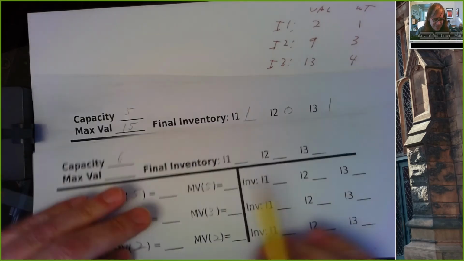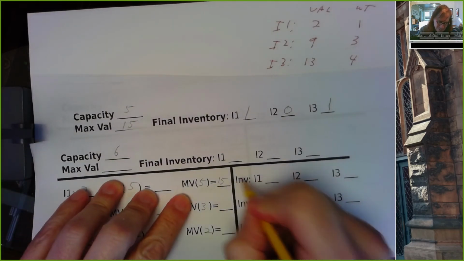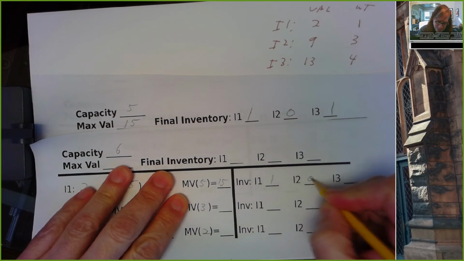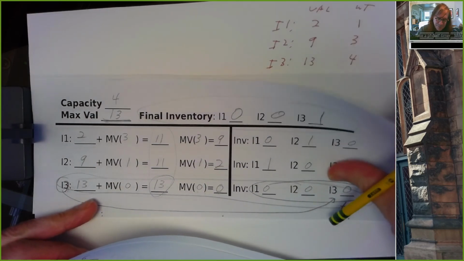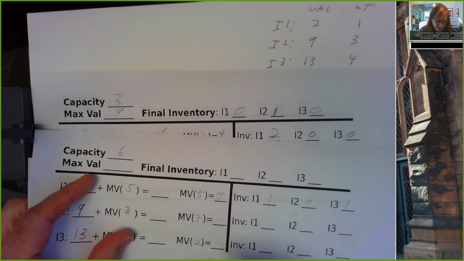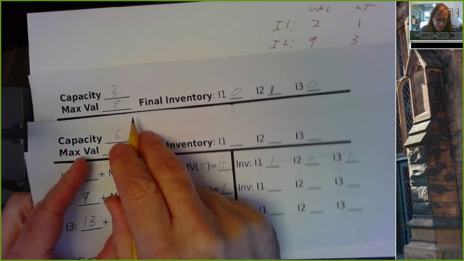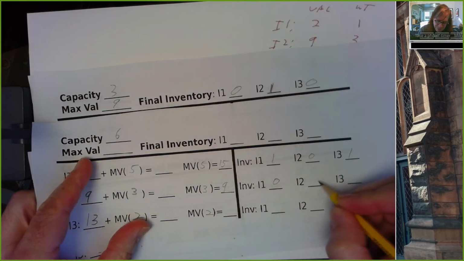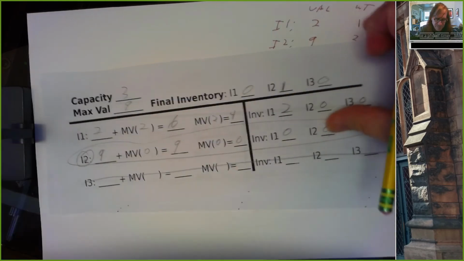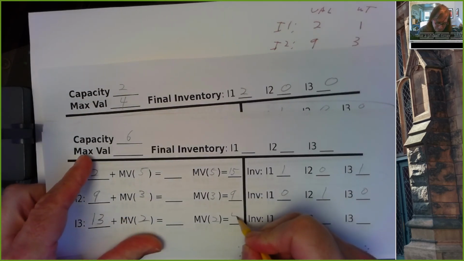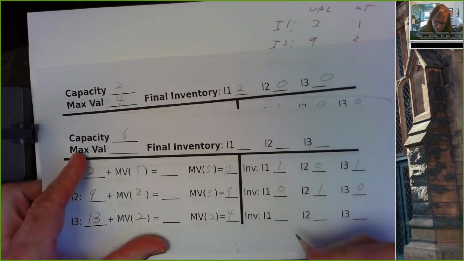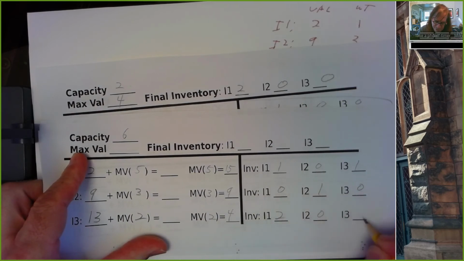So max val of 5 is 15, and the inventory is 1, 0, 1. Max val of 3 will be equal to 9. And the inventory is 0, 1, 0. And max val of 2 is 4. And the inventory is 2, 0, 0.